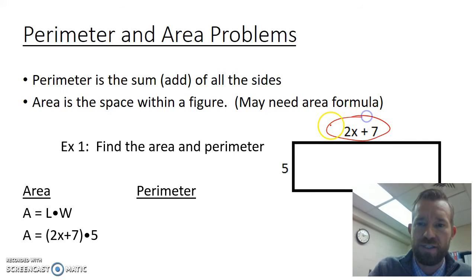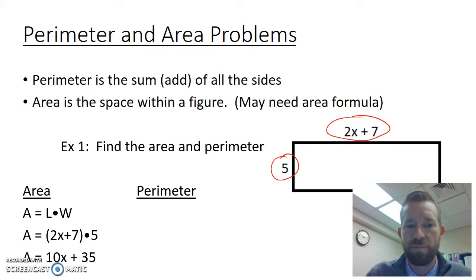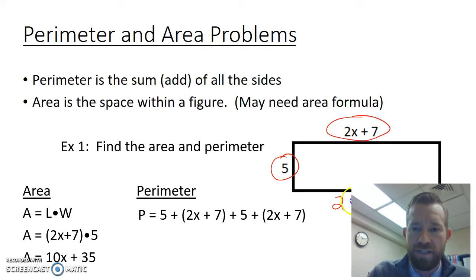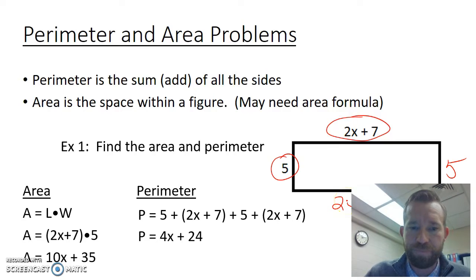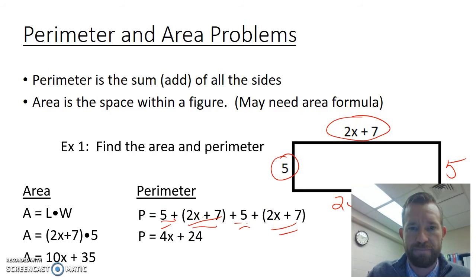The length is 2x plus 7, and the width is 5. Distribute, combine like terms, and we get our area problem down there. For perimeter, we'll just add them all together. One thing people forget sometimes is to also include the bottom. Bottom and the side are shown here, and then so we'll have to add them all together. So including the length twice and the width twice is a common mistake.